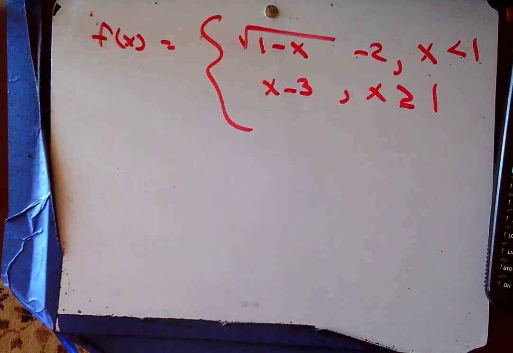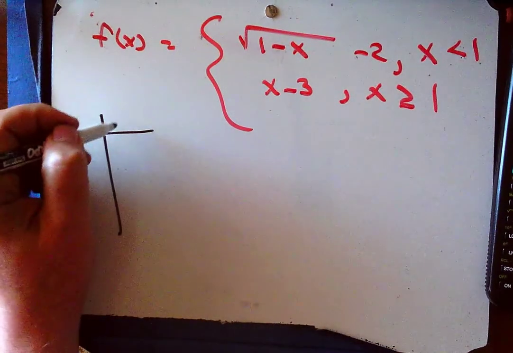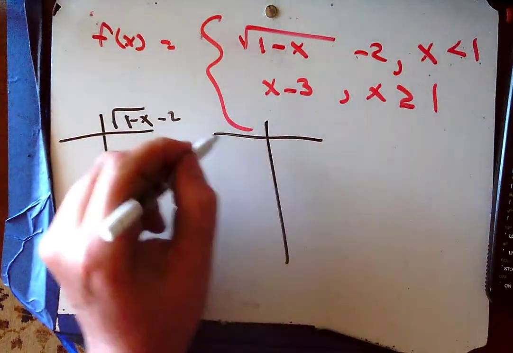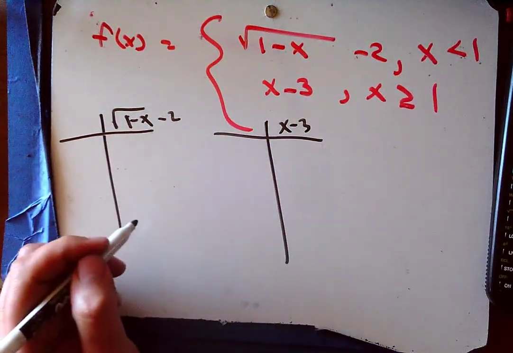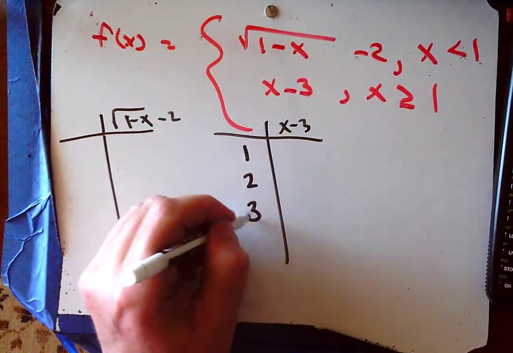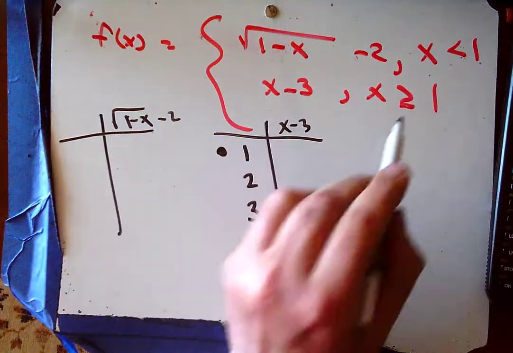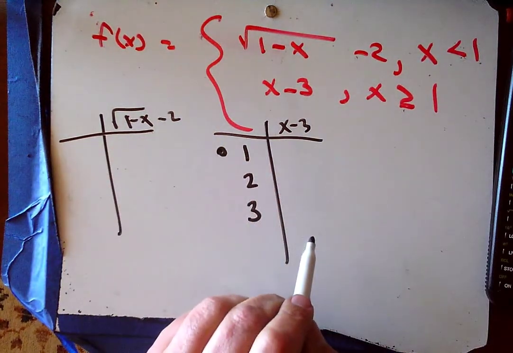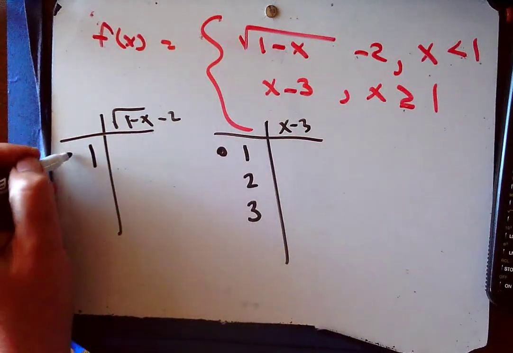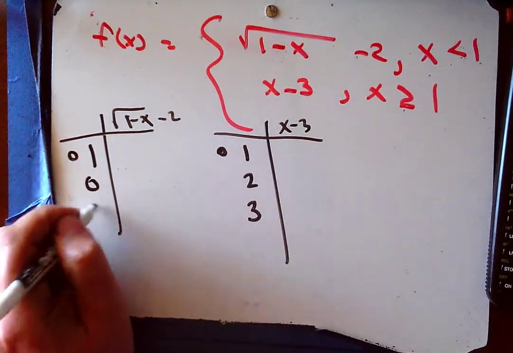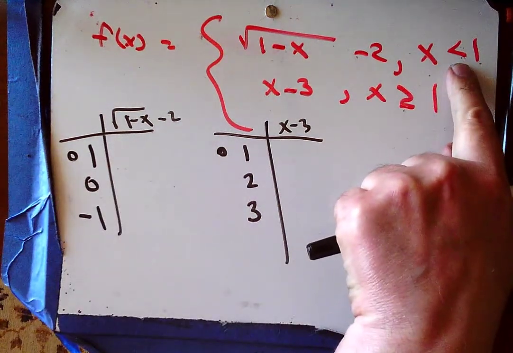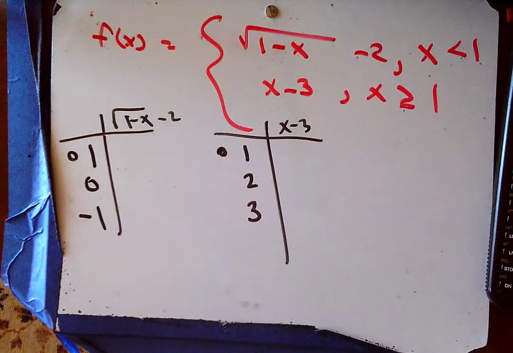Okay, so I'm going to make two t-charts, one of them for square root of 1 minus x, minus 2, and one of them for x minus 3. On the x minus 3, I want x values that are greater than or equal to 1. And because this is equal to, I want the closed circle. Here I want values that are less than 1, but I'm going to include 1 on that table, and then some values that are less than 1. Here with an open circle, because this is not equal to, but I want it included on my list.